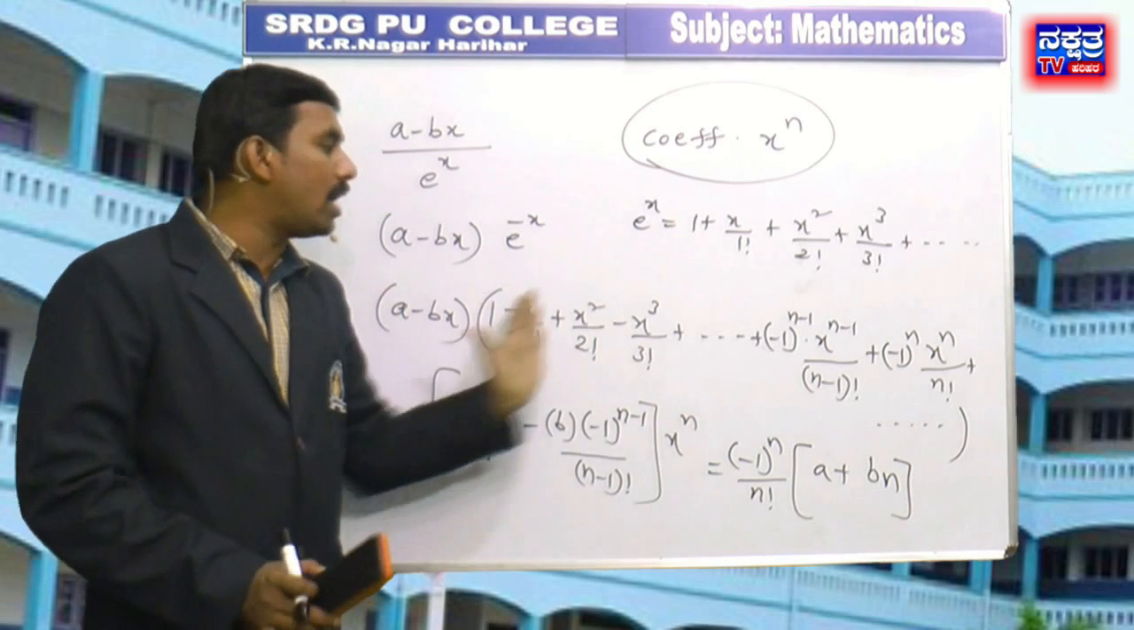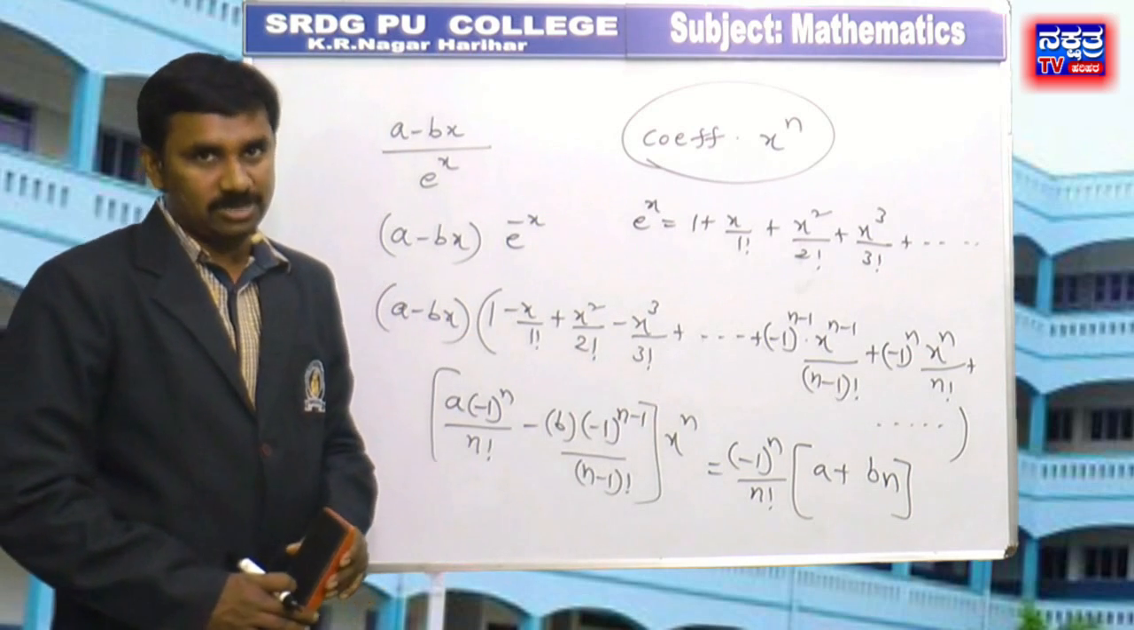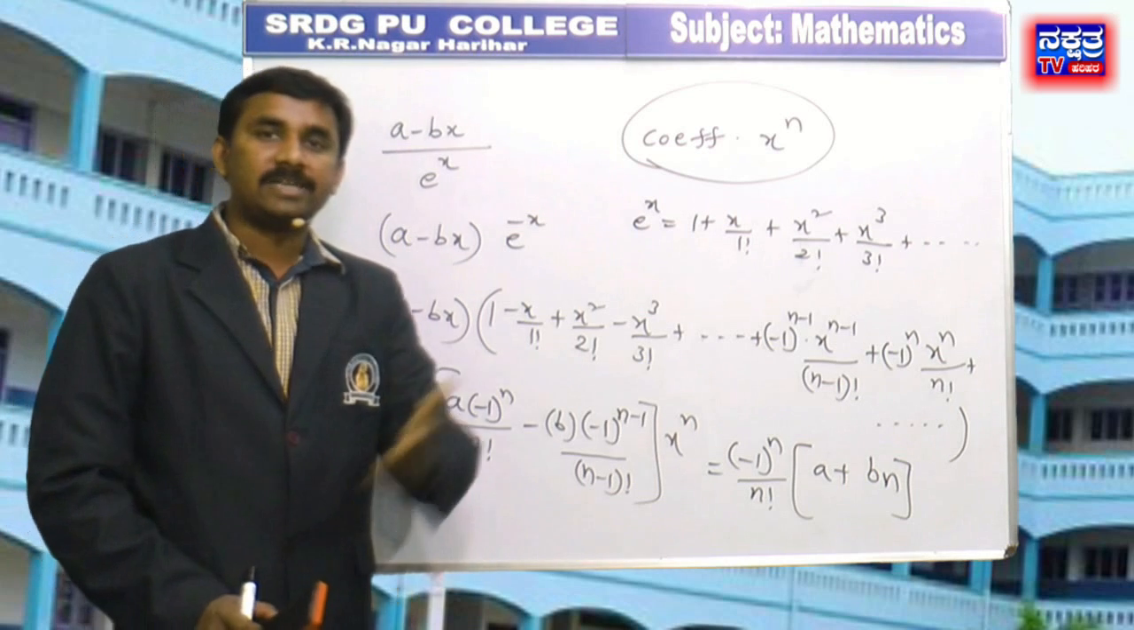According to that, we have to take the multiplications. So what's the next question?